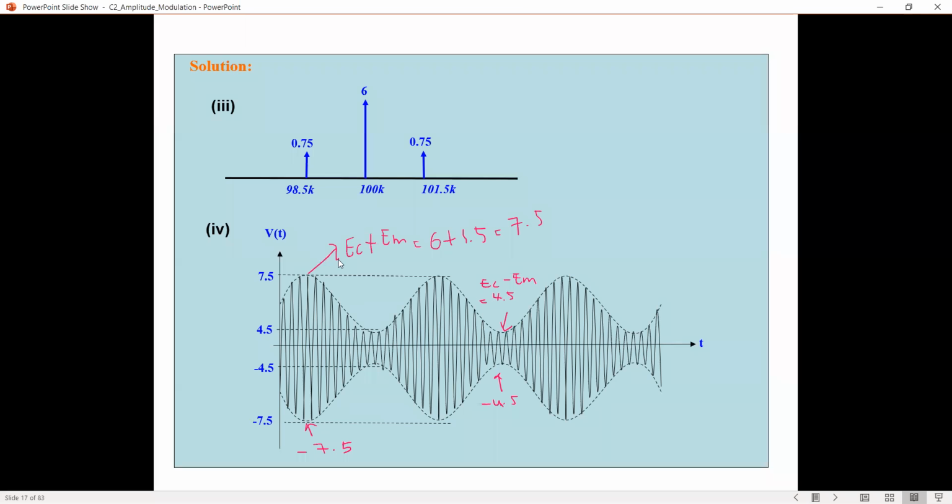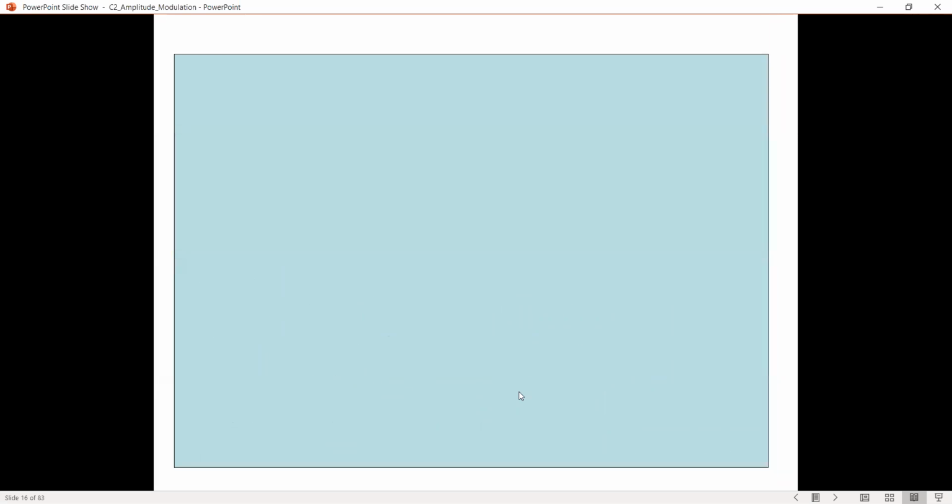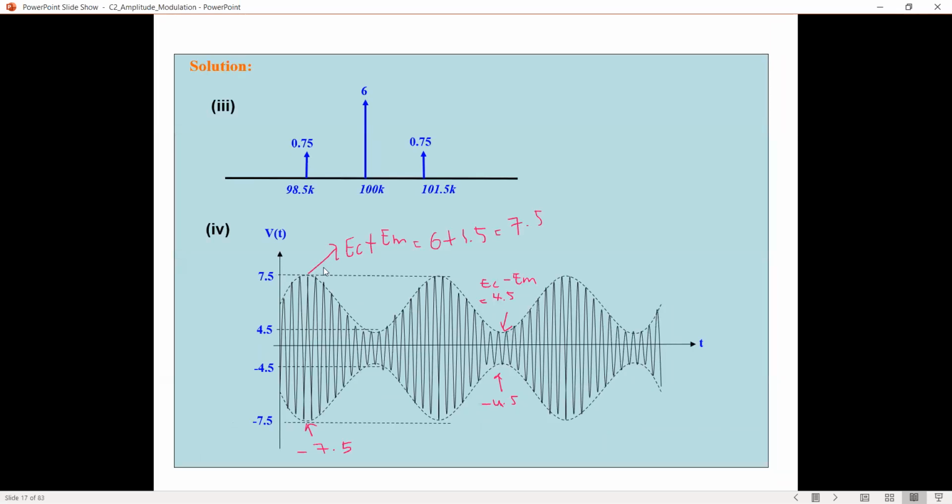All right, so we know our EC is 6. You are given here from this equation, our EC is 6 and our EM is 1.5. So you plot on your graph Vmax peak to peak, EC plus EM, and then Vmin positive, which is EC minus EM. So you get 7.5 and Vmin positive 4.5. So this is the positive envelope.